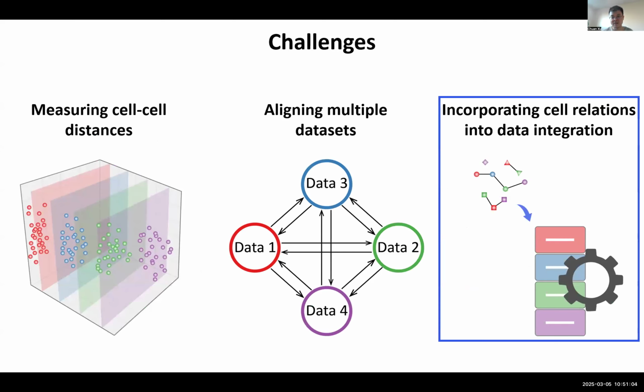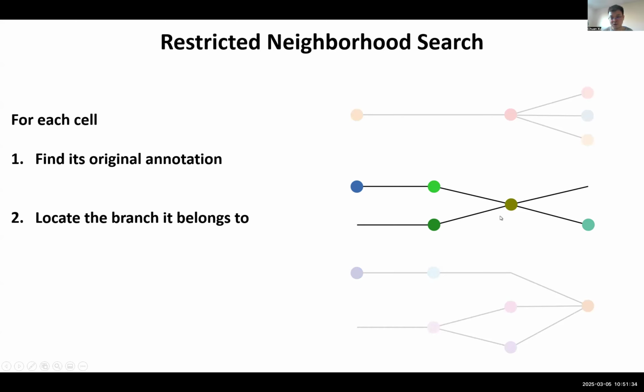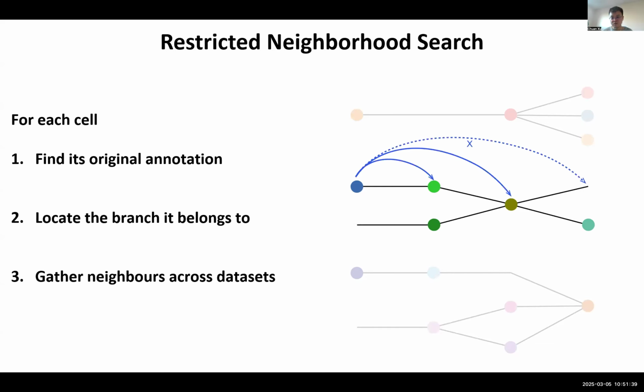And finally, the challenge is quite obvious. That is how to utilize the above 2 pieces of information and incorporate them to accelerate single cell data integration. And the strategy CellHint uses is restricted neighborhood search, comprising 3 steps. First, for each cell, we find its original cell type annotation, and then we locate the cell type branch according to the harmonization graph. And finally, we search neighbors for these cell types based on the harmonization graph.